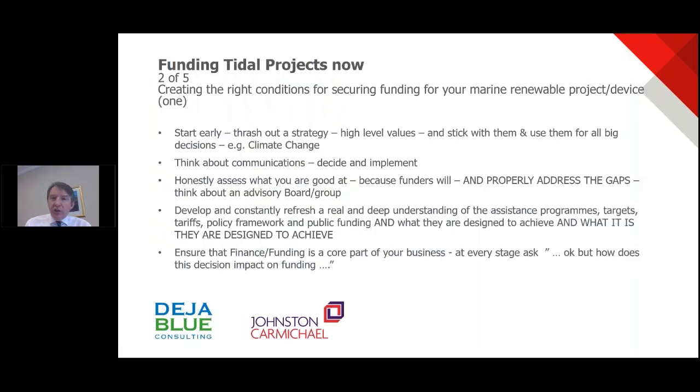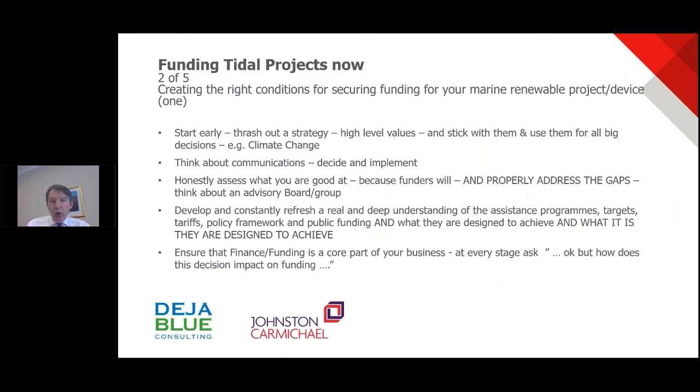You need to create the right conditions for securing funding, and to create those conditions, you need to start early. Often, I've come across situations where those looking for funding start late. It's the last thing they think about. Actually, it should be the first thing they think about. You need a strategy. Your company needs high-level values, and you need to stick with them and use them to inform decisions. Your high-level values may sit around climate change, or other things, but you need to have those.